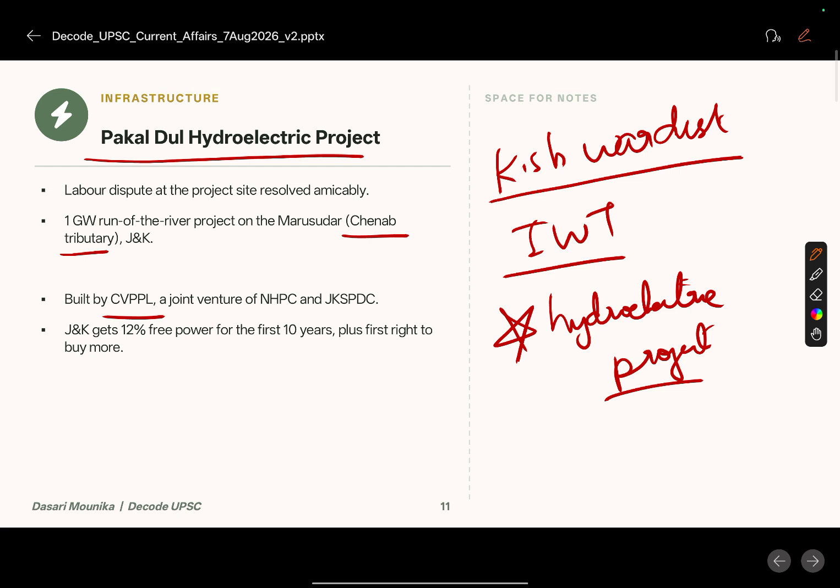Under this, Jammu and Kashmir is going to receive 12% free power for the first 10 years. For the first 10 years, 12% free power. Plus it has a right to buy more power. So this is about the Pakal Dal Hydroelectric Project, which is located in Jammu and Kashmir, on the Chenab.